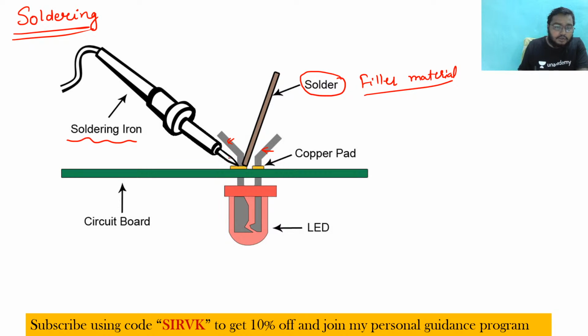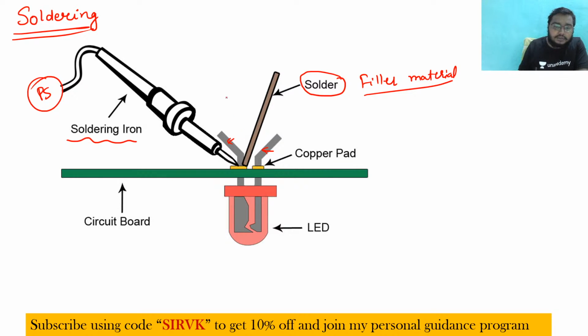Fine. So basically there is a copper rod in the soldering iron. This copper rod is heated by a power supply. From that heat, the filler material will melt, and it will form a joint at that point.